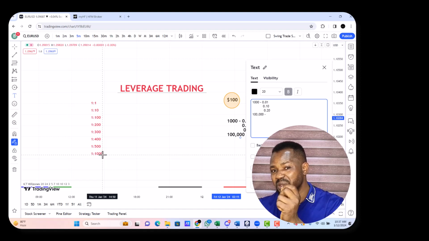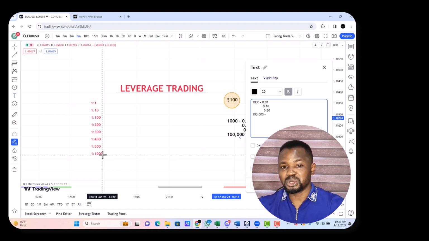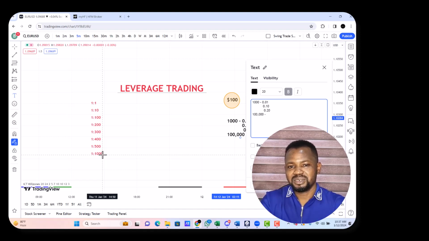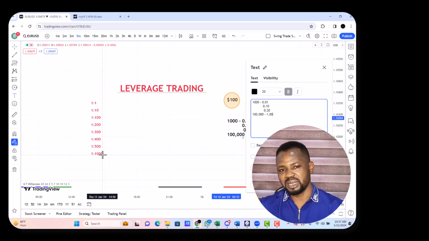But you are now leveraging on the broker, you understand, which is an influence to be able to gain much higher, like someone that is using $100,000. So you can imagine when you make 10 pips with this standard lot size, you end up making $100, doubling your account immediately. That is what leverage does.